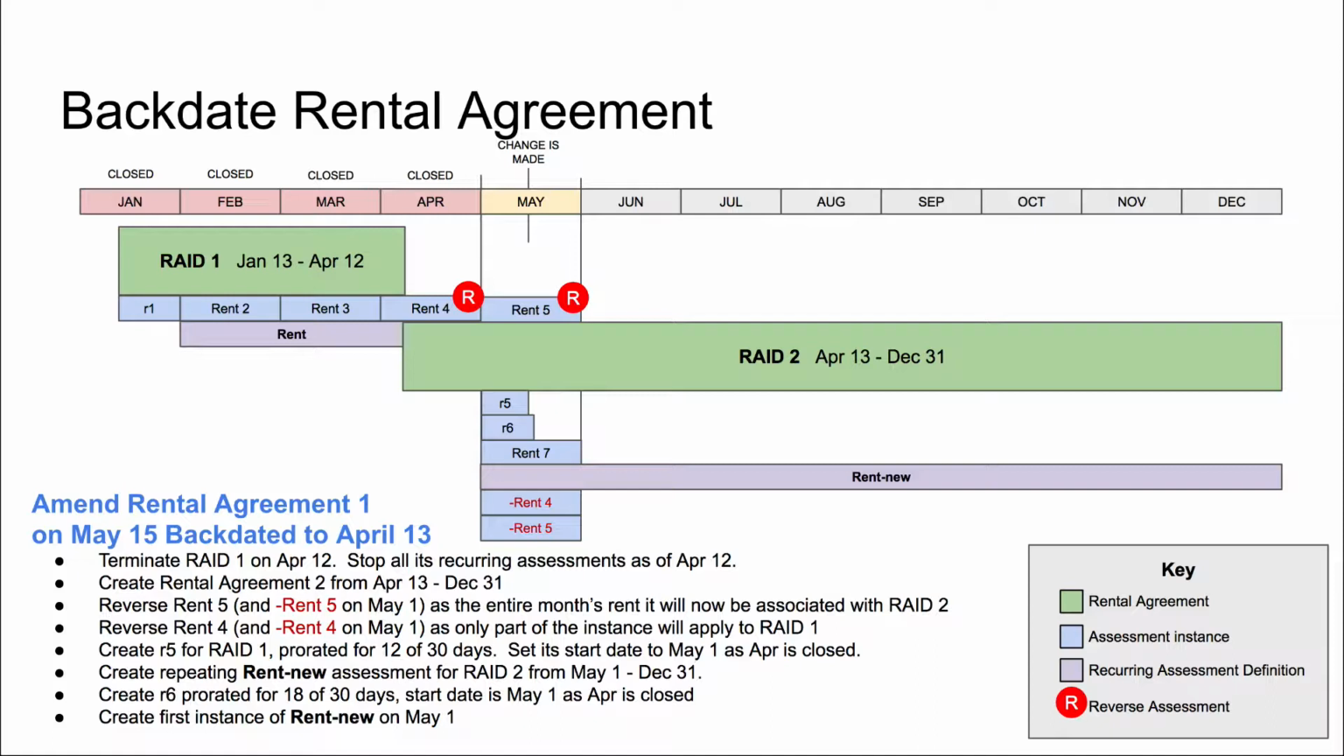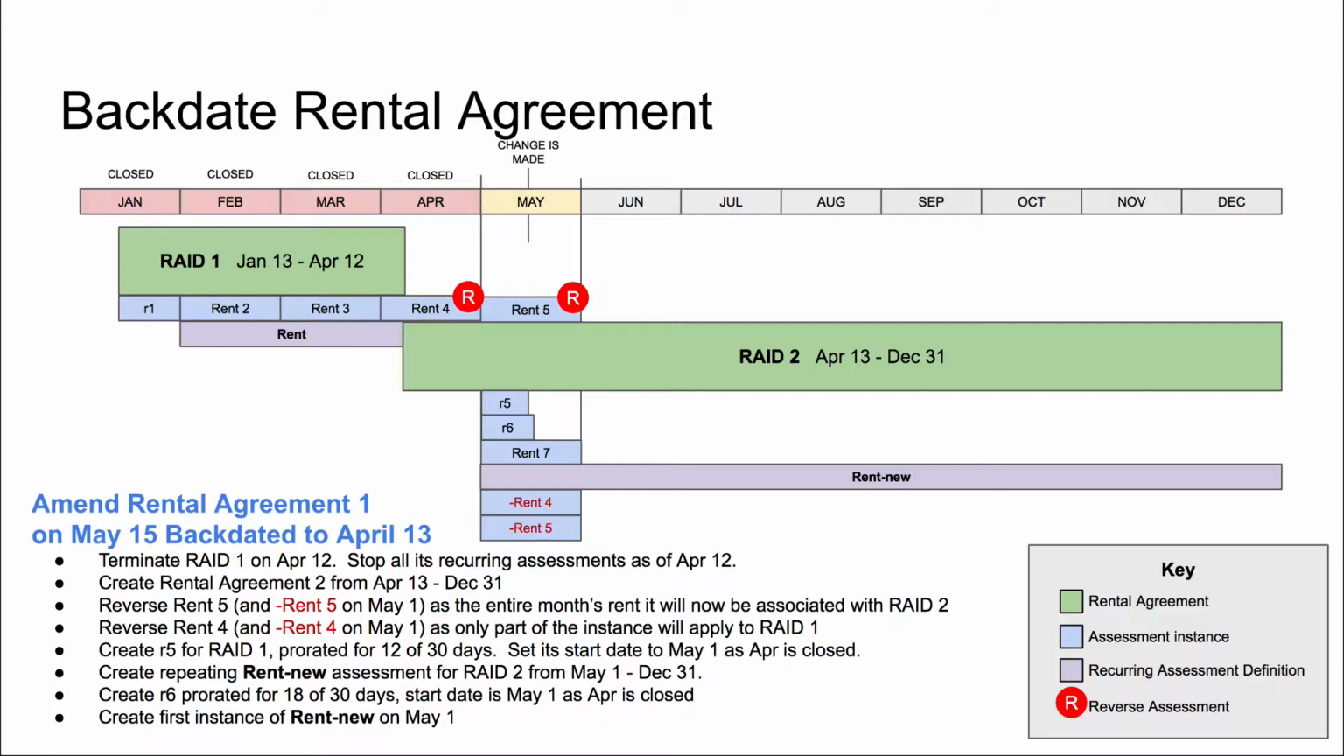And then finally, we have Rent 7, which is the rent for the month of May being charged to RAID 2. So this pretty much covers what Roller does to backdate a rental agreement. You can see that the further back you go into closed periods will result in more and more assessments and adjusting entries being created at the first available date in an open period.